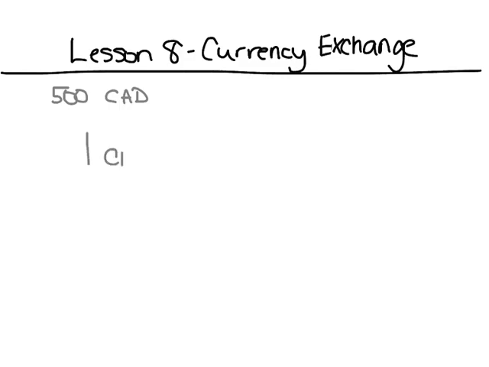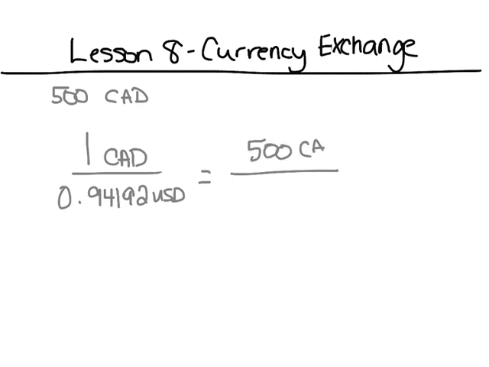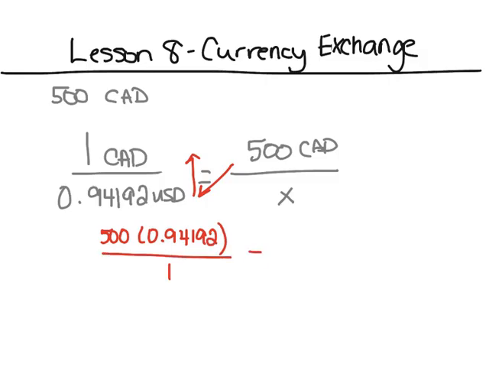So we know 1 Canadian dollar is worth 0.94192 American. We put USD. You have 500 Canadian and you want to find X. So you're just going to cross multiply and divide. You have 500 times 0.94192 divided by 1, and you should get $470.96 USD.